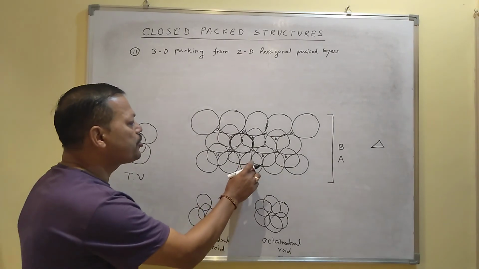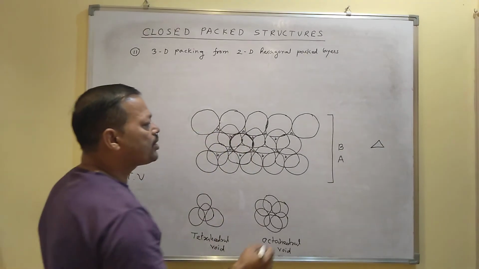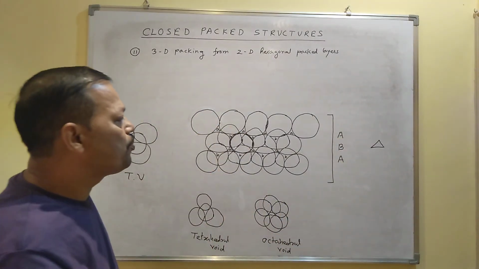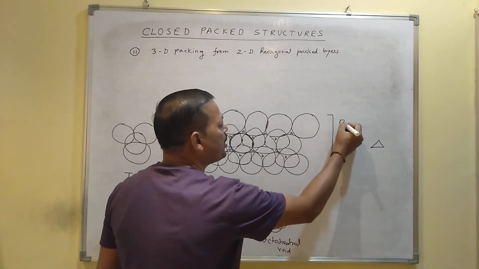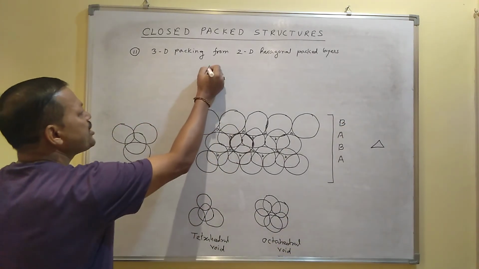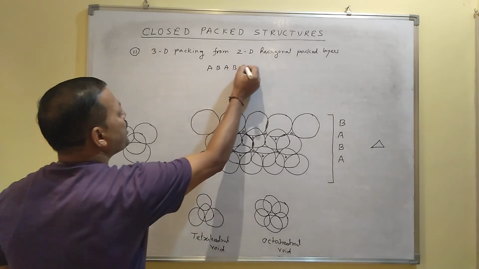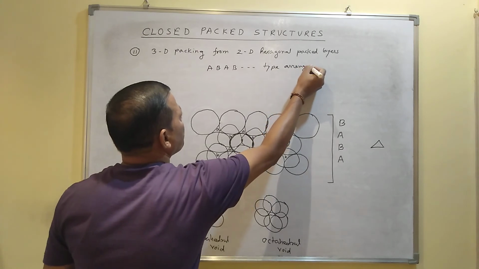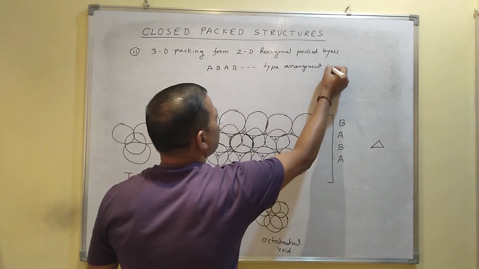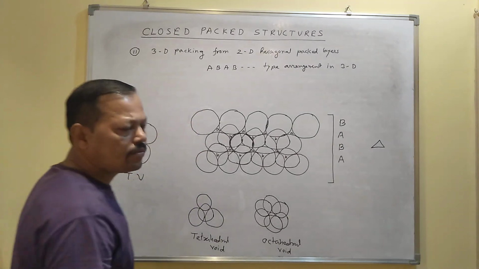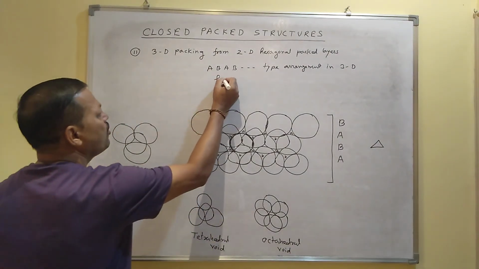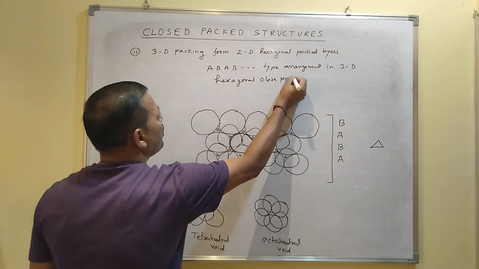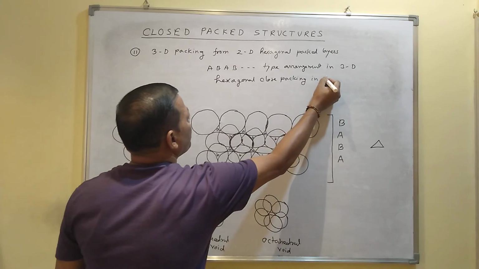And since the first layer position and third layer position are the same, the third layer again you have to name A. Similarly, when you place the fourth layer, it will be similar to the second layer B. That is why this type of arrangement is called ABAB type arrangement in 3D. And this packing is also called hexagonal close packing in 3D.